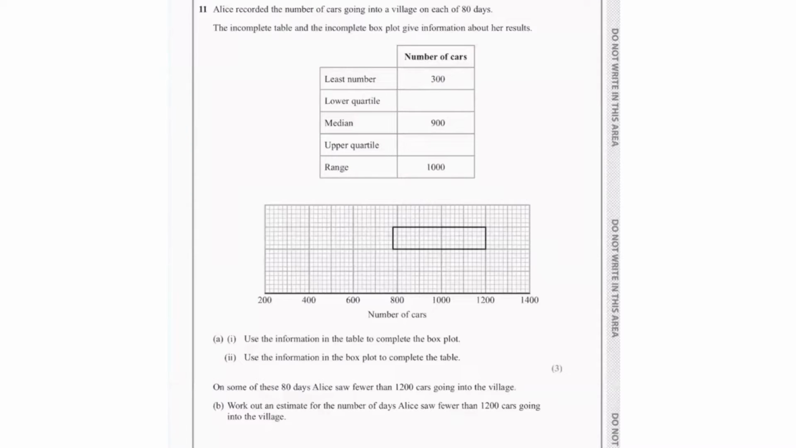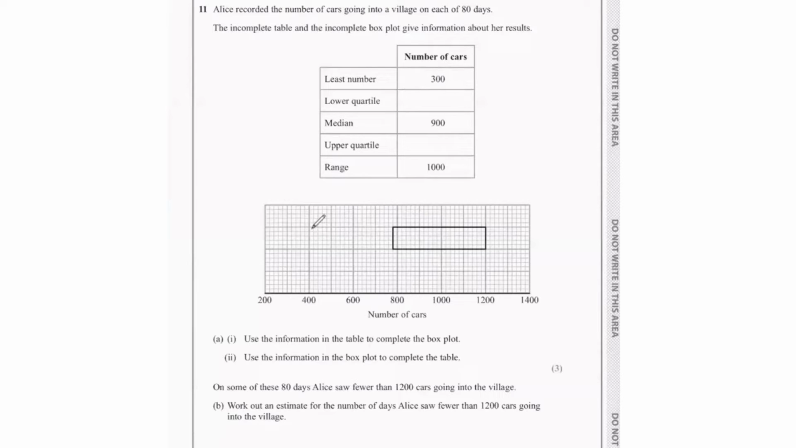Question 11 says, Alice recorded the number of cars going into a village on each of 80 days. The incomplete table and the incomplete box plot give information about her results. Least number is 300, median is 900, and the range is 1000. Lower quartile and upper quartile are missing. Use the information in the table to complete the box plot.